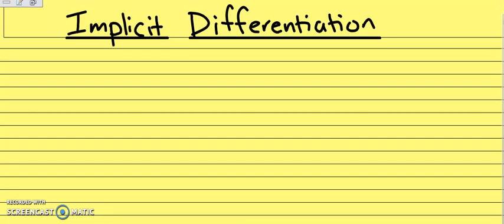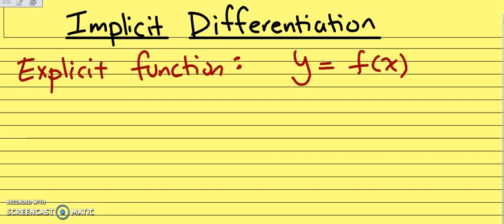You won't always be differentiating functions in the form of y equals f of x. Functions in the form of y equals f of x are called explicit functions. There will be times when you will have to differentiate implicit functions. An equation like x squared plus y squared equals 4 can involve y as an implicit function of x.